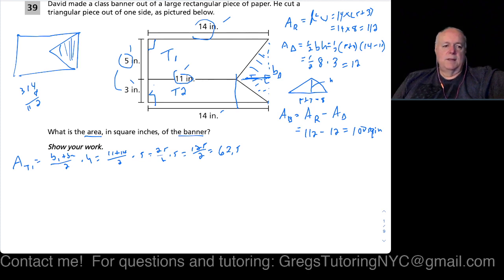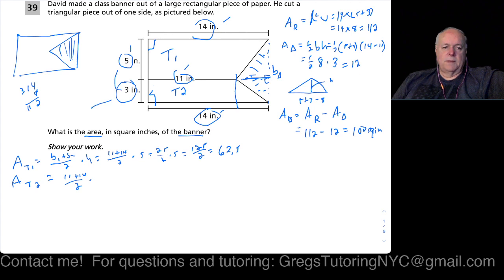And then the area of T2 is going to follow the same thing. Base 1 plus base 2 for that is going to be, it also has a 14 and an 11, right? So we're going to get 11 plus 14 over 2. Instead of times 5, it's going to be this times 3 right here. Okay?